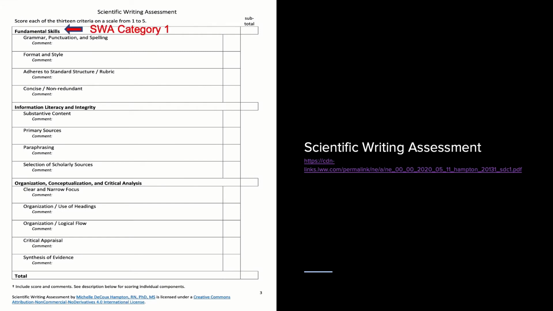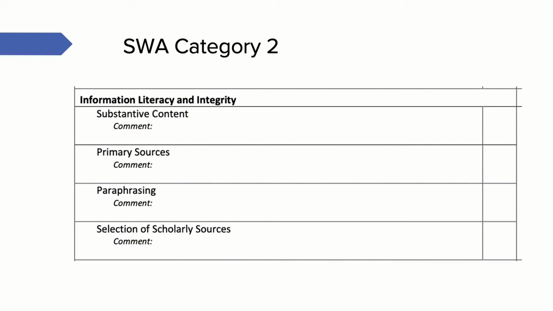To avoid confusing the use of the term organization in the genre guide versus its use in the scientific writing assessment, I'll be referring to each of the three subgroups in the scientific writing assessment as SWA Category 1, Category 2, and Category 3. There are 4 skills in SWA Category 2, and all relate to content. Content that's substantive is content that's supported by research evidence.